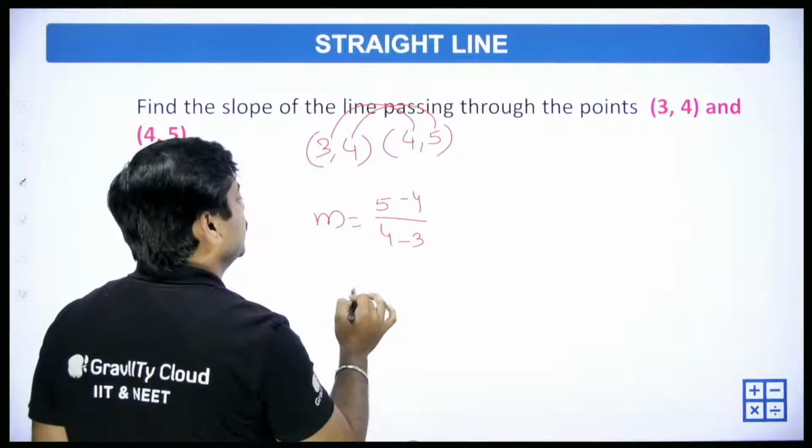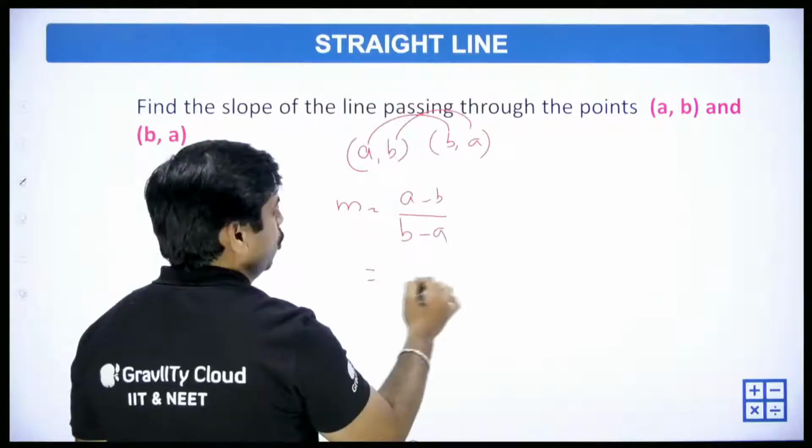Moving ahead, find the slope of the line joining (a, b) and (b, a). So one point is (a, b), the other point is (b, a). The slope is (y2 - y1)/(x2 - x1) = (a - b)/(b - a). If you take negative common, then (a - b)/(a - b) cancels out to get the value -1, right?